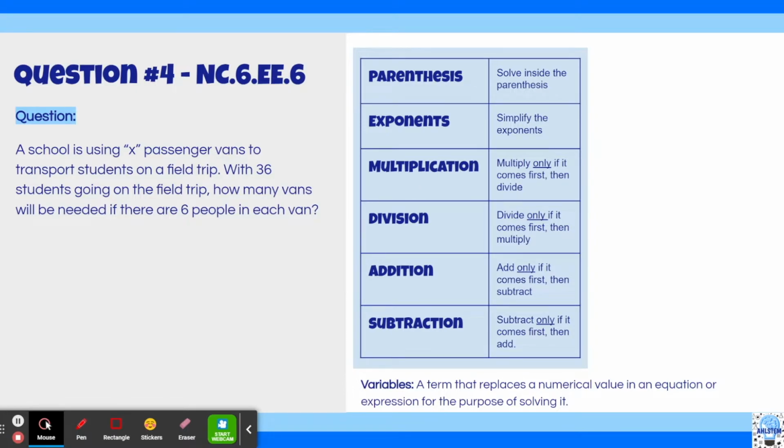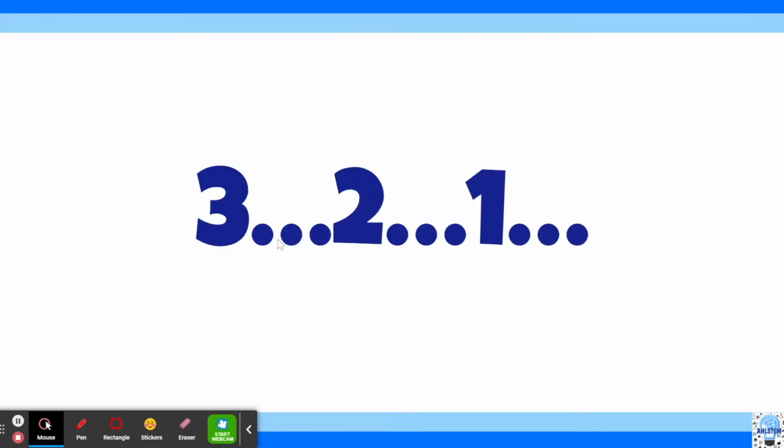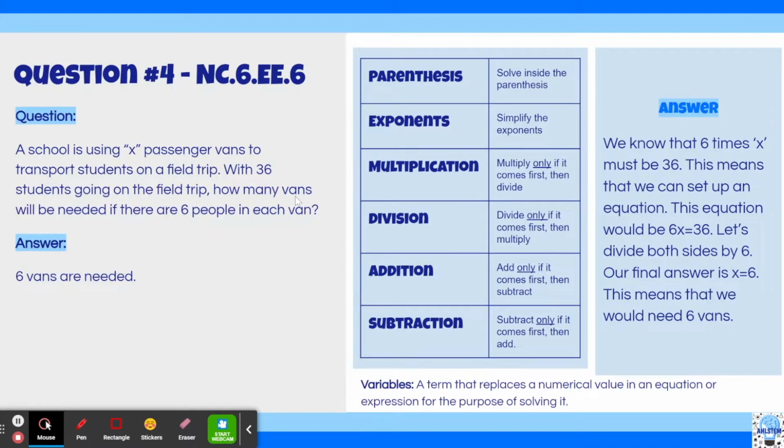So a school is using x passenger vans to transport students on a field trip. With 36 students going on the field trip, how many vans will be needed if there are 6 people in each van? So try to model this algebraically, since this is the algebraic equations and one variable equations video. Okay? So solve it, and then in a few seconds we'll check our answers. Ready? 3, 2, 1. 6 vans are needed.